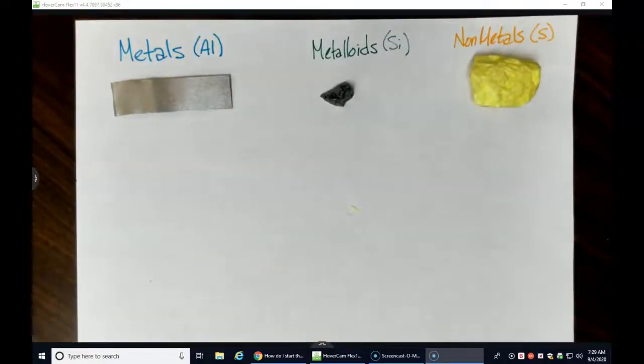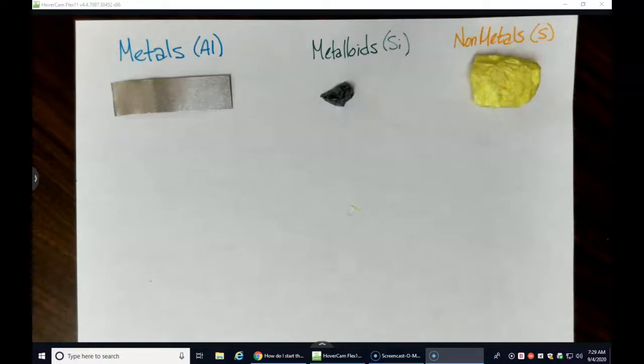Now, let's talk about those little ones in the middle, the metalloids. Metalloids are confused elements. They don't really have all the properties of metal, and they don't really have all the properties of a nonmetal. They actually have a combination of properties. So on our periodic table, they are actually sitting on the zigzag line, with the exception of aluminum. So our metalloids are boron, silicon, germanium, arsenic, antimony, and tellurium.